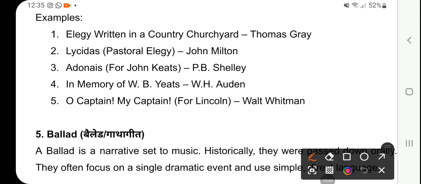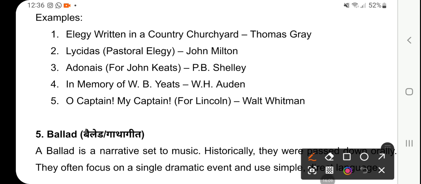otherwise they would have proved themselves in life. They would have become scientists, authors, astronauts, whatever, right? But he's lamenting. Why? Because they could not get any opportunity. Unsung heroes, right? So that is a very beautiful elegy. You can read it.